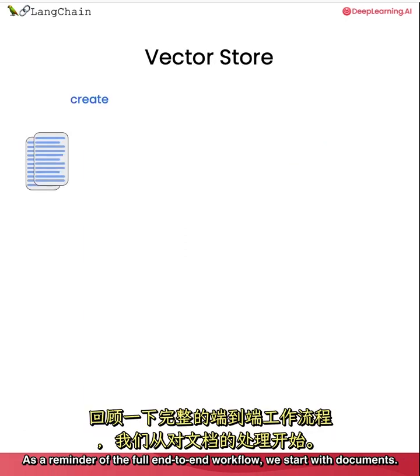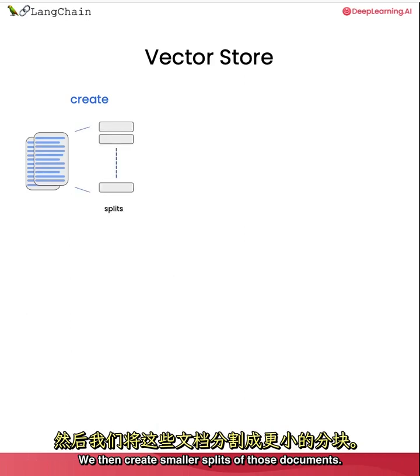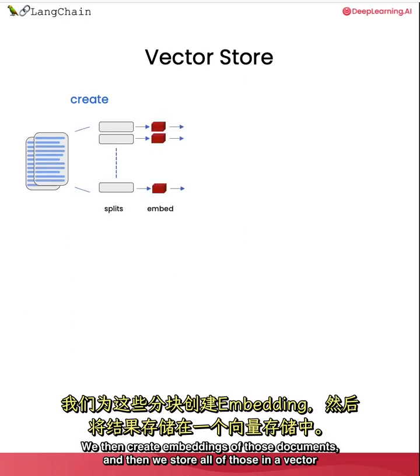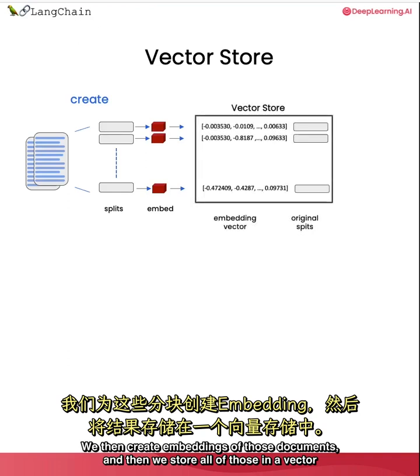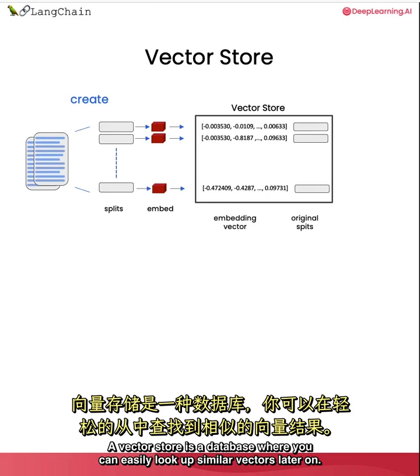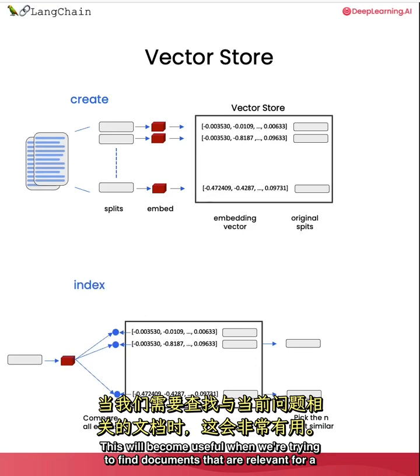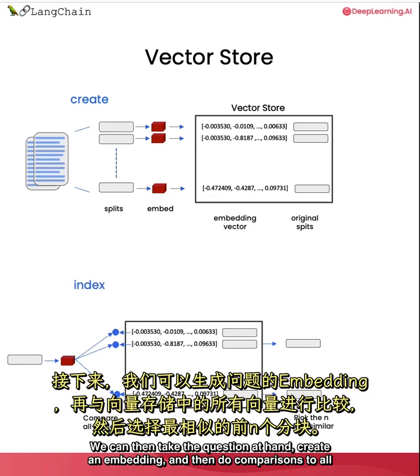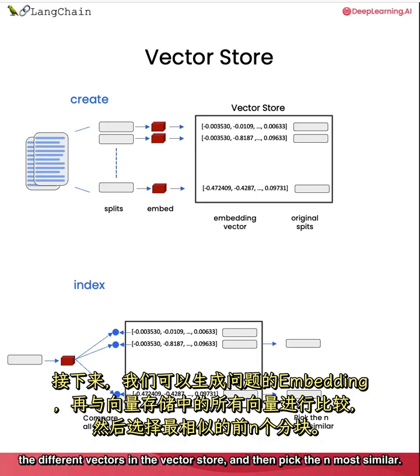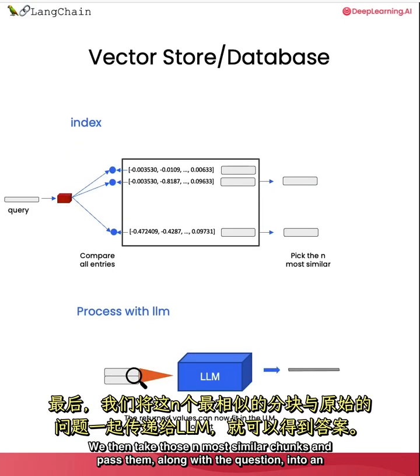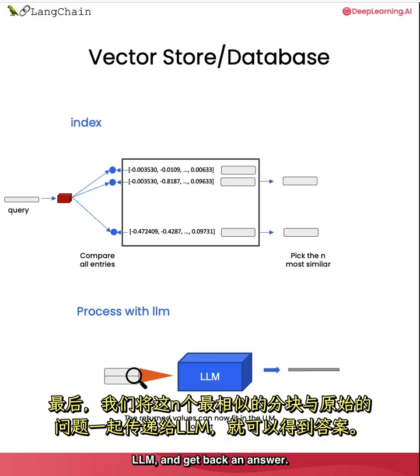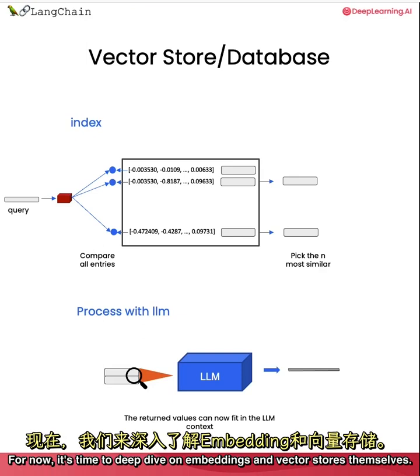As a reminder of the full end-to-end workflow, we start with documents, we then create smaller splits of those documents, we then create embeddings of those documents, and then we store all of those in a vector store. A vector store is a database where you can easily look up similar vectors later on. This will become useful when we're trying to find documents that are relevant for a question at hand. We can then take the question at hand, create an embedding, and then do comparisons to all the different vectors in the vector store, and then pick the n most similar. We then take those n most similar chunks and pass them, along with the question, into an LLM and get back an answer. We'll cover all of that later on. For now, it's time to deep dive on embeddings and vector stores themselves.